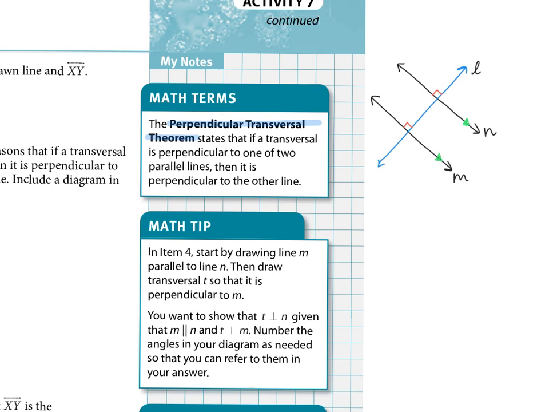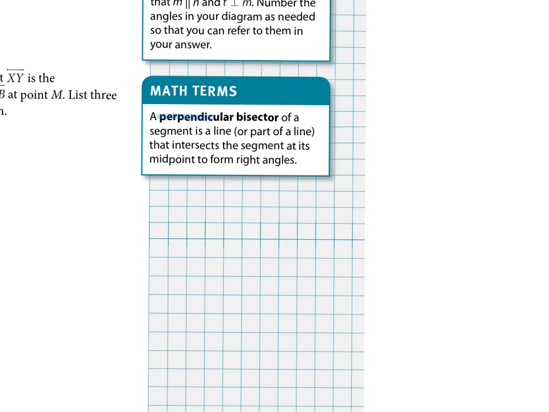We have one more definition we're going to be looking at, and we're going to skip down to the bottom where it says a perpendicular bisector. So a perpendicular bisector of a segment is a line or part of a line that intersects the segment at its midpoint to form right angles.